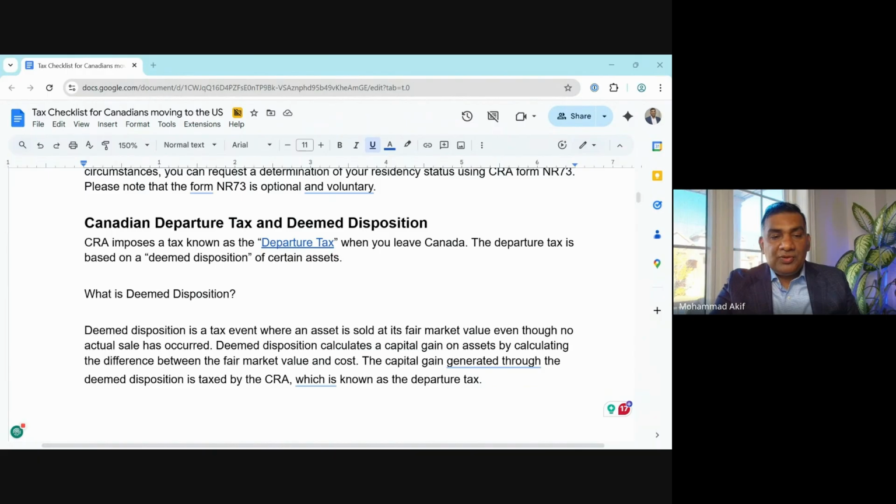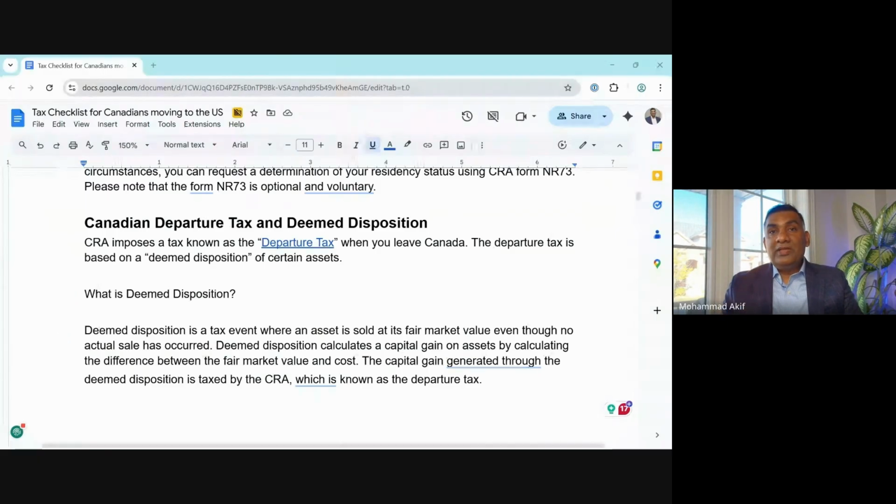So a deemed disposition is a tax event where an asset is sold at its fair market value, even though no actual sale has occurred. Deemed disposition calculates a capital gain on assets by calculating the difference between the fair market value and the cost. The capital gain generated through the deemed disposition is taxed by the CRA, which is known as the departure tax. This is what the deemed disposition is.